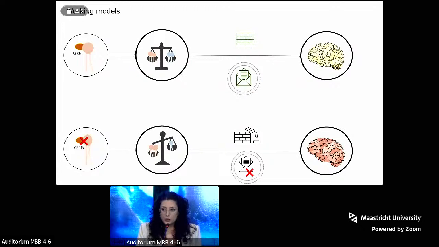So our working models are the following. If CERT works and binds to ceramide and can transfer ceramide from one compartment of the cell to the other, there is a balance of sphingolipid production, meaning that this could lead to a well-structured cell membrane and also a good communication between cells through these vesicles. This might lead to a very well-functioning brain.